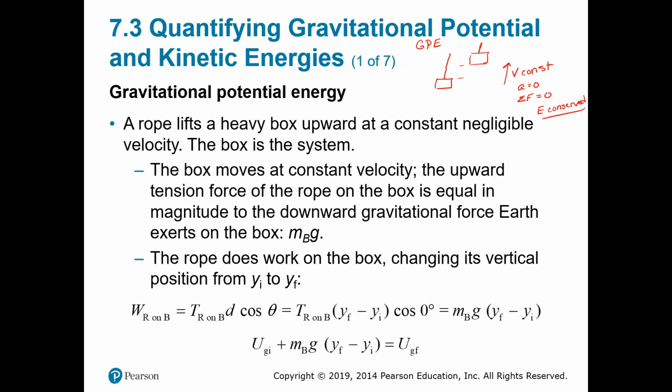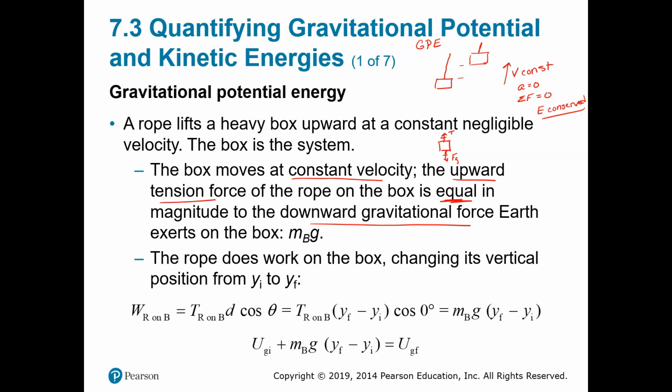So, our box is a system. The box is moving at a constant velocity. There's an upward tension force in the rope that's equal in magnitude to the downward gravitational force. So if we look at the box, the free body diagram, we have a tension, we have a force due to gravity, and these should be equal in magnitude, opposite in direction. Again, net external force is 0.